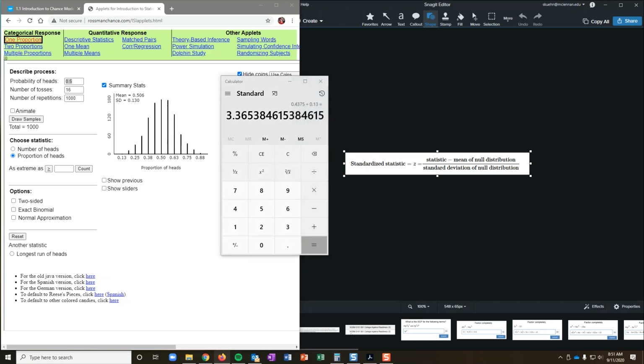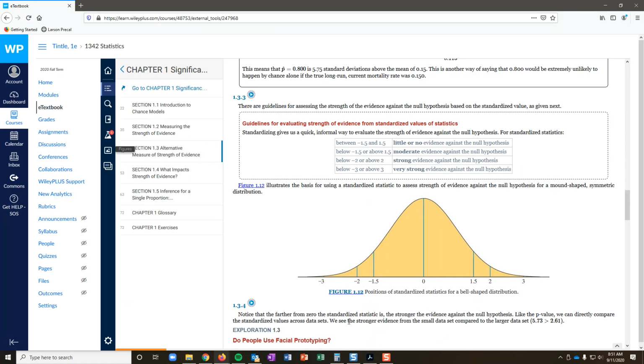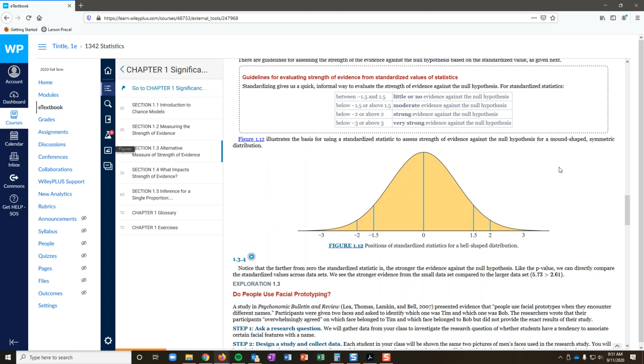Well, let me pull another screen over here so that we can see this. Now, in your reading or in the videos that you saw, when we calculate the standardized statistic, it is a means for us to be able to evaluate strength of evidence. And the standardized statistic shows up here on our normal distribution.